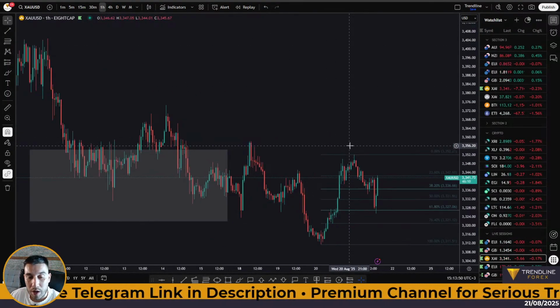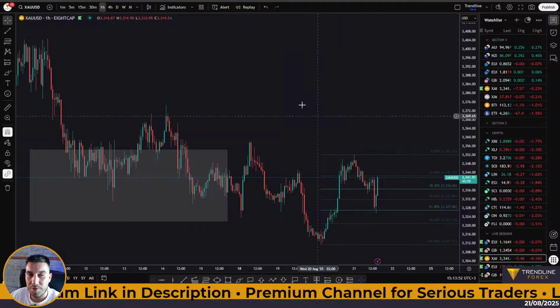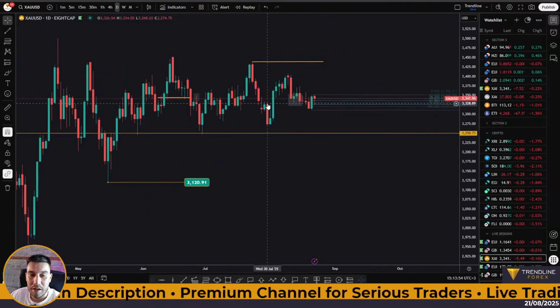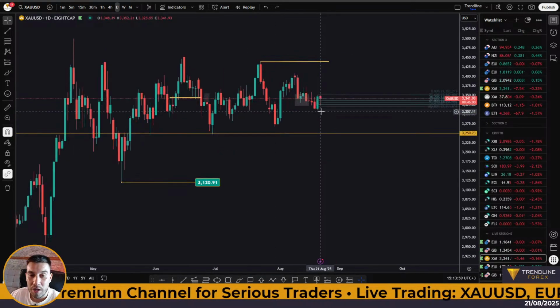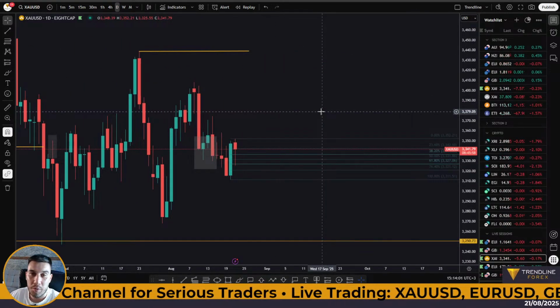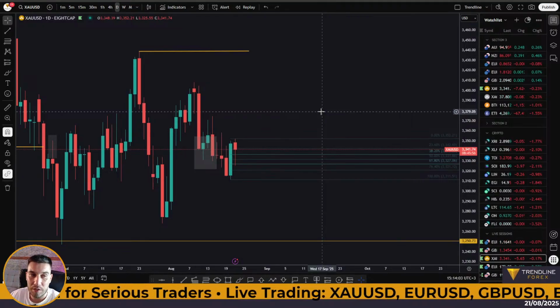But that's also quite a risky entry. Even though the setup is looking very good, when you have a look at the daily time frame and you see where price currently is, like I said, literally in the middle of that range, this is what kind of puts me off. It makes me hesitant to take a trade like this.